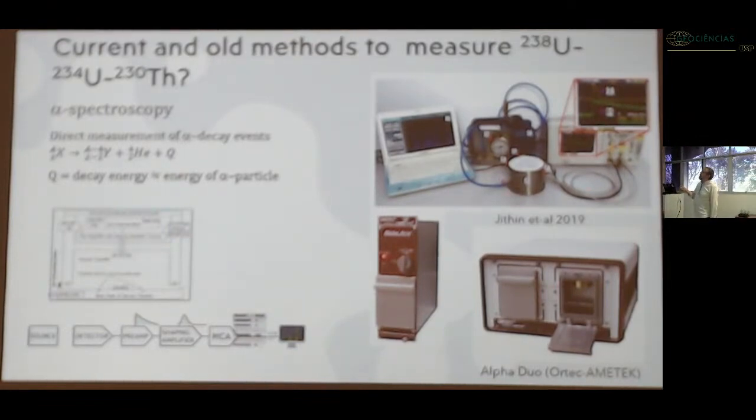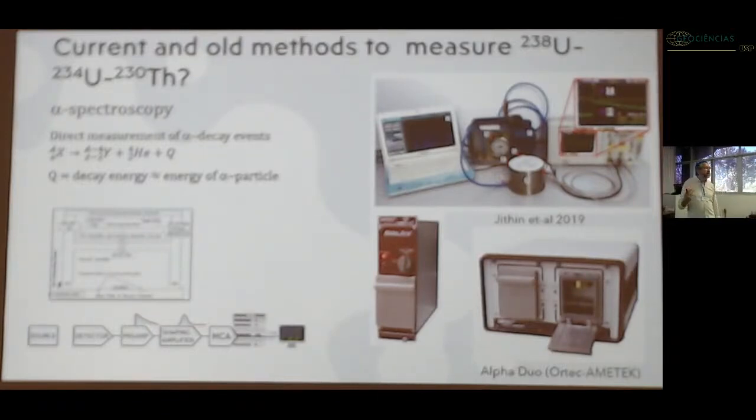This is a do-it-yourself school alpha spectrometer. This is a little bit more professional one from Ortec. These counting instruments are still used for other purposes, not much anymore for uranium dating. But usually you leave your sample counting for 1 week, something like that, to have enough counts for uranium.